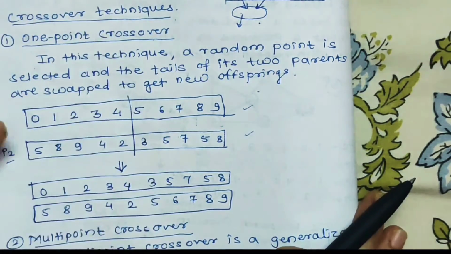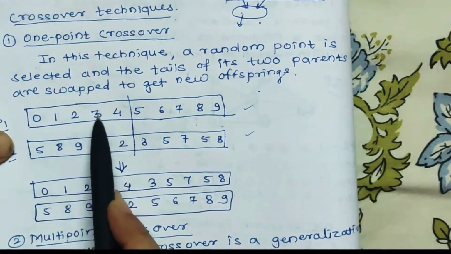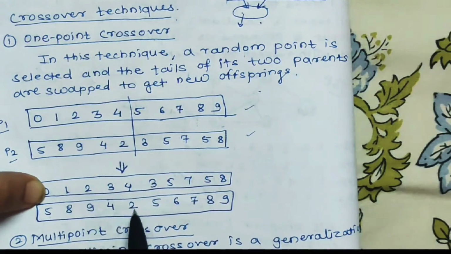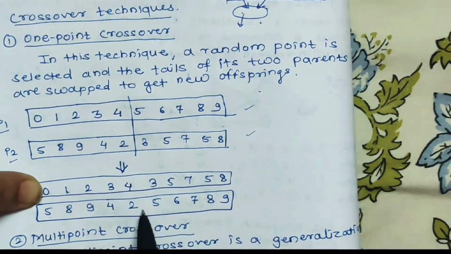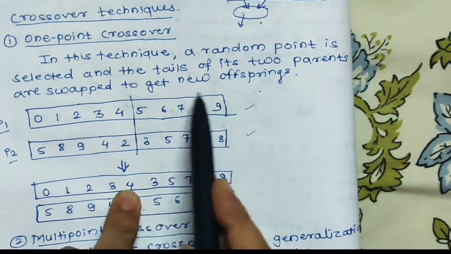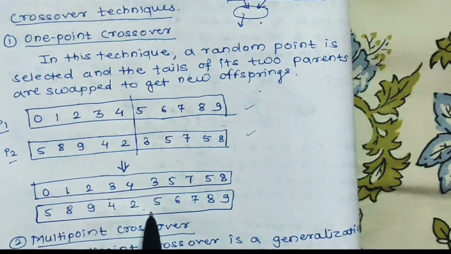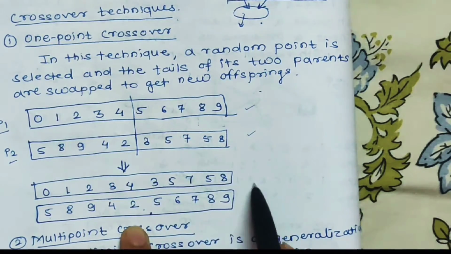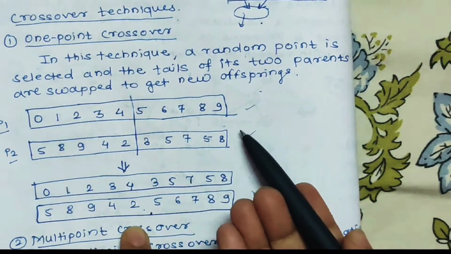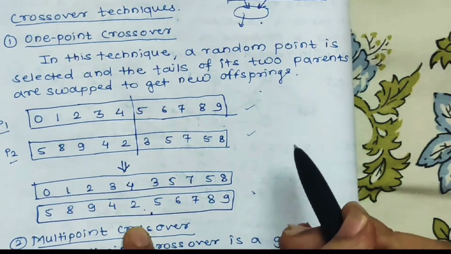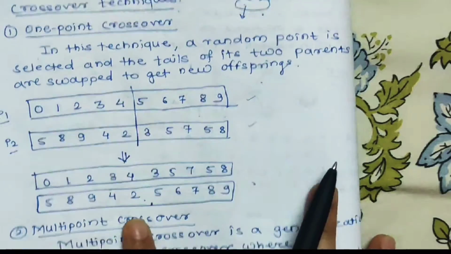For both parents, you can see here 0, 1, 2, 3, 4 is as it is, and this 5, 8, 9, 4, 2 is also as it is. But after 4, this part I have put here and this part I have put here. That is, I have done a swapping. So this is the concept behind one-point crossover. And why are we doing this crossover? Because we want something new in the next generation. We want some best combinations so that we get the fittest solution. So this is one-point crossover.